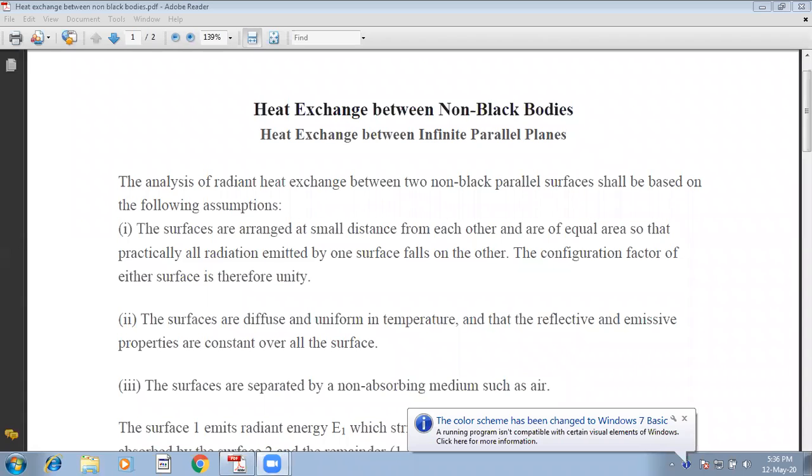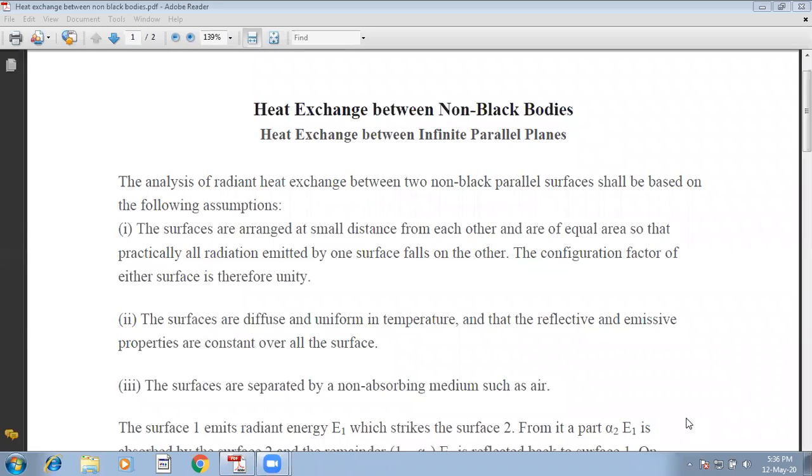In today's session, we will discuss a topic: heat exchange between non-black bodies. The analysis of radiant heat exchange between non-black bodies is based on the following assumptions.